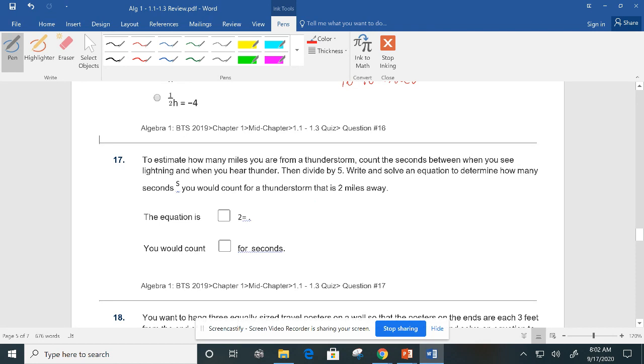Okay, to estimate how many miles you are from a thunderstorm, count the seconds between when you see lightning and when you hear thunder, and then divide by 5. Write and solve an equation to determine how many seconds S you would count for a thunderstorm that is 2 miles away. So again, to estimate how many miles, count the seconds between when you see lightning and when you hear thunder, and then divide by 5.